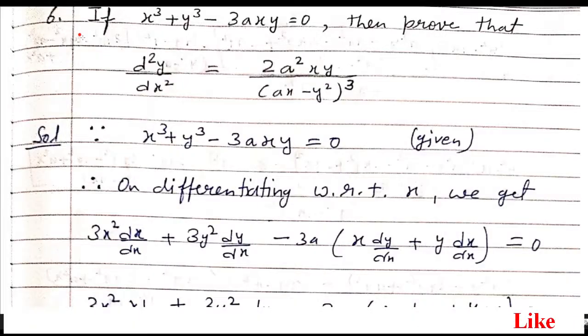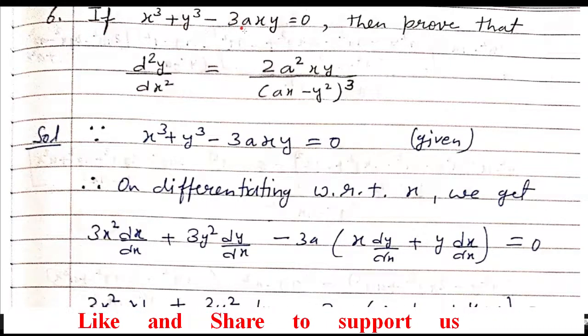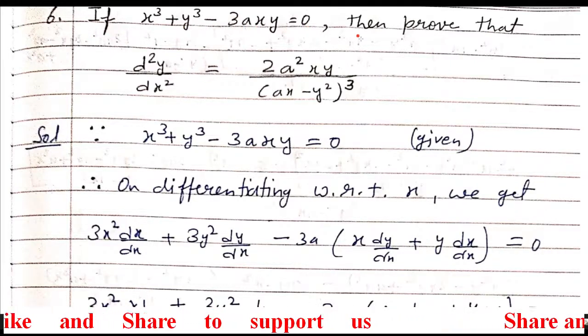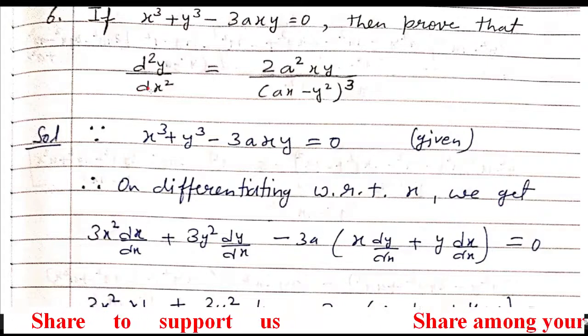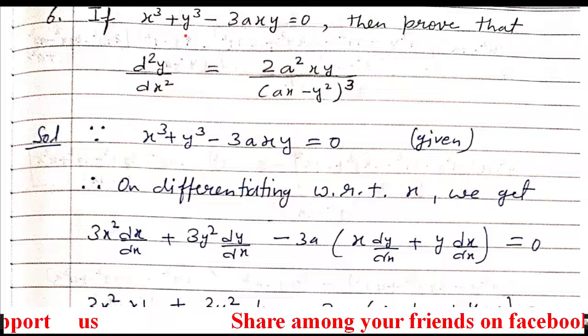Hello everyone, today I am going to explain question number 6 of exercise 7.5 from class 12th. You can see the question number 6 is: if x cube plus y cube minus 3axy equals 0, then we have to prove this result. So here we have to find out the second order derivative. For that we will start from the given equation.